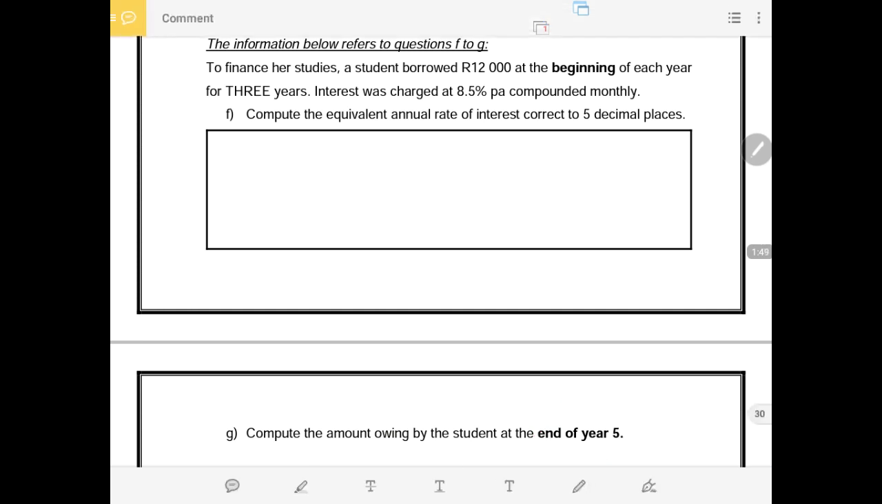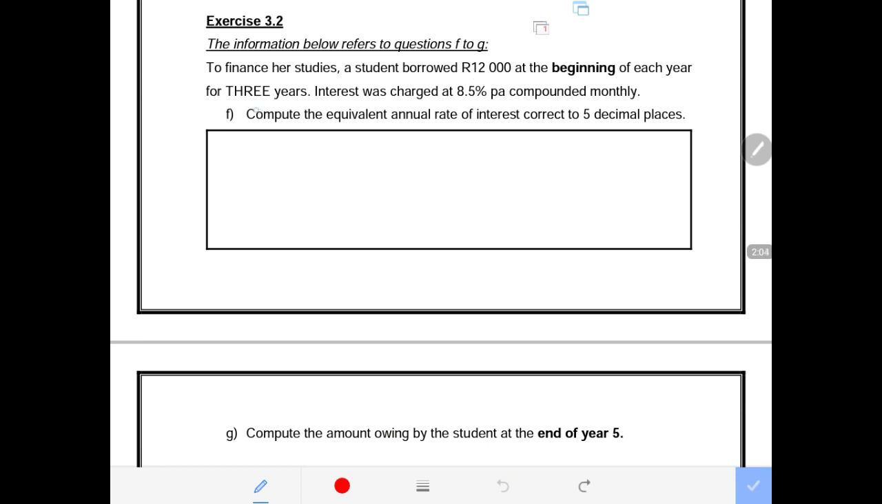But please note the fact that the student borrowed 12,000 for 3 years. So in the 4th year, there was no money borrowed, and in the 5th year, there was no money borrowed. But I'll explain all of that.